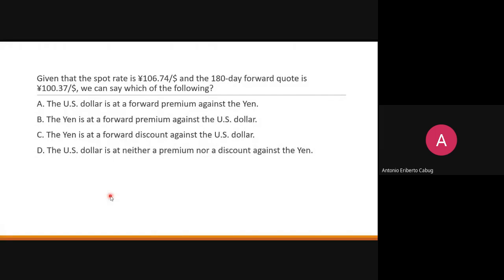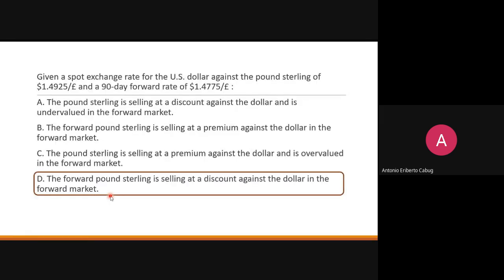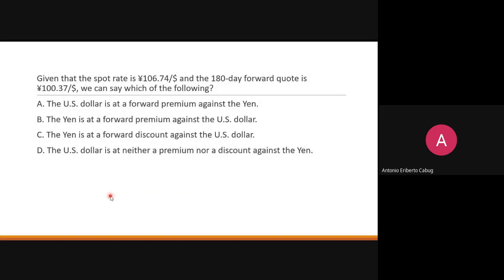Okay. One more. I'll just give you 30 seconds this time. Given the spot rate is 106.74 yen per dollar, and the 180-day forward quote is 100.37 yen per dollar, we can say which of the following? This has nothing to do with over and under valuation, ha? Huwag kayong maguluhan kung meron sa choices on under or over valuation. It's irrelevant.